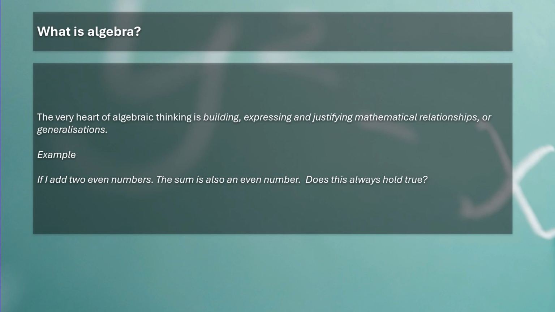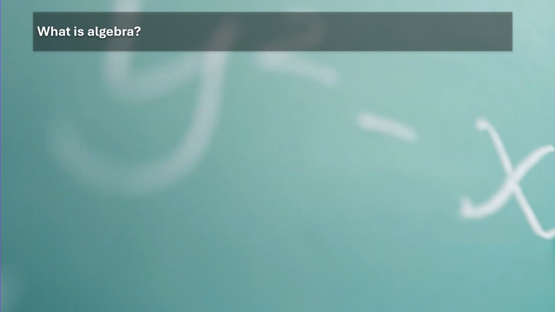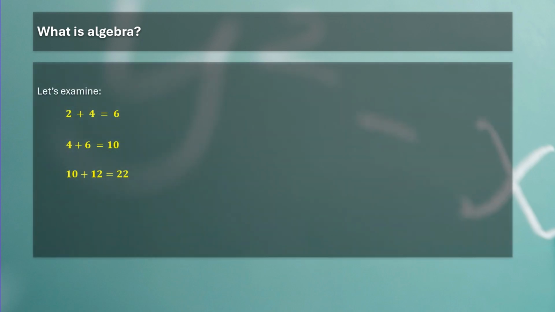The first step is often to test several examples. We see that for these three examples, the hypothesis is true. But examples alone aren't enough to prove a pattern. Let's use a grid model to visualize.